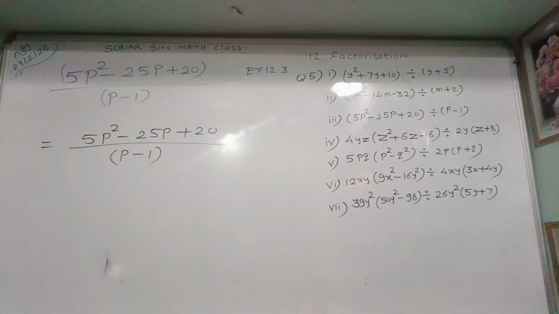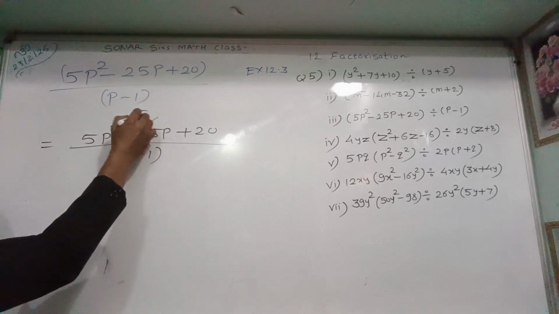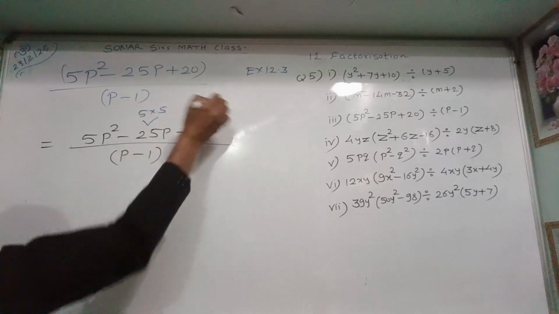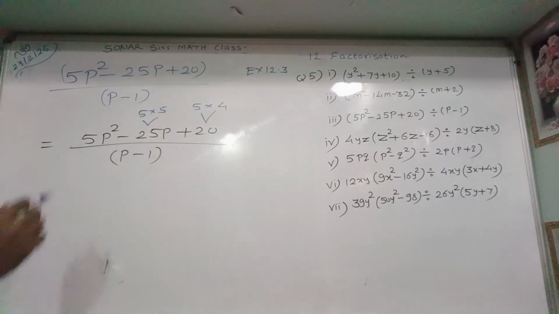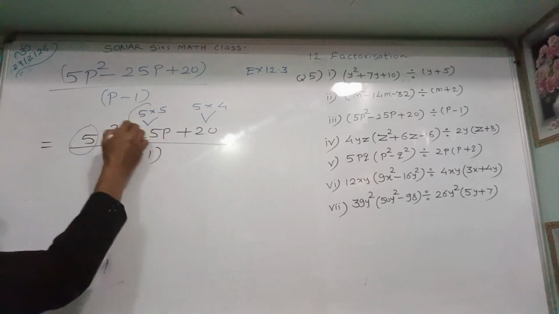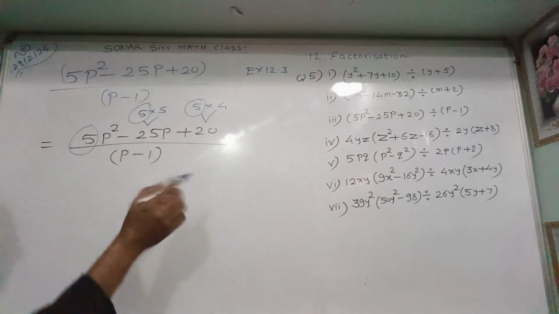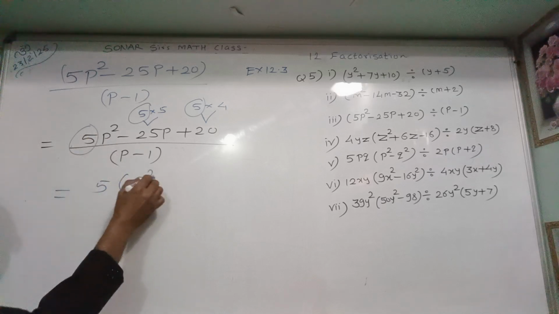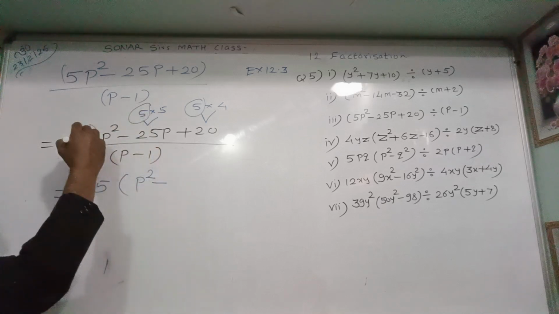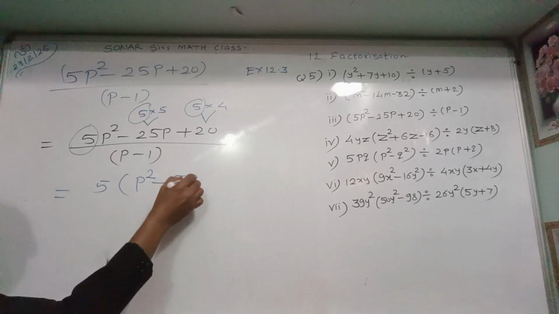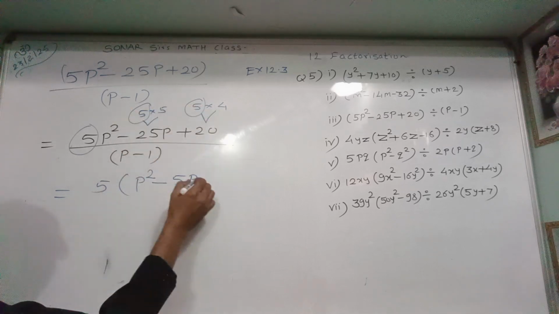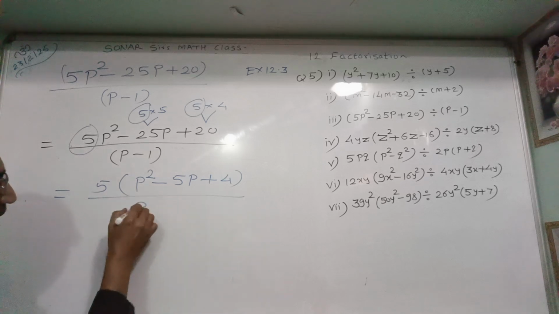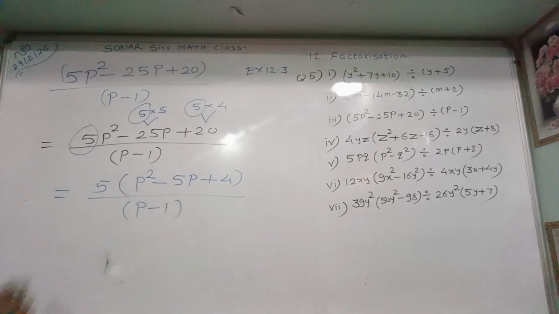Here 25 is 5 fives. Here 20 is 5 fours. So we can take 5 common from each term. If we take 5 common in the bracket, p square, 5 is outside, 1 five will be there, 5 is outside, 1 four with plus sign is there. In the denominator there is p minus 1.